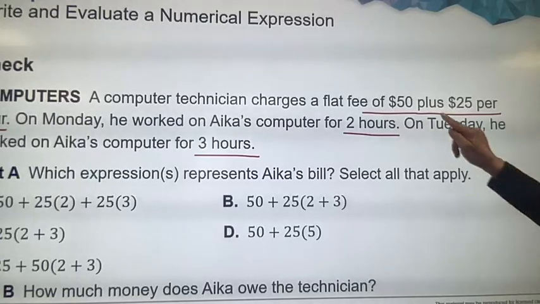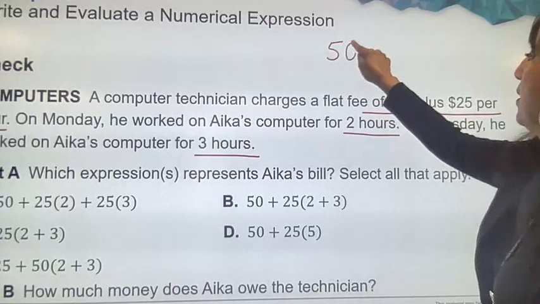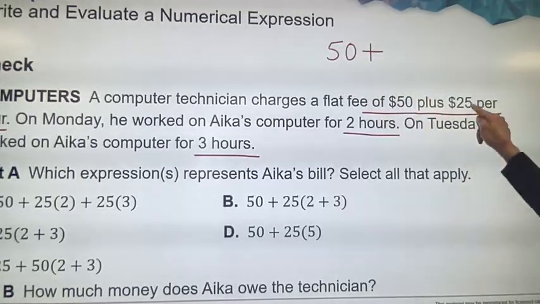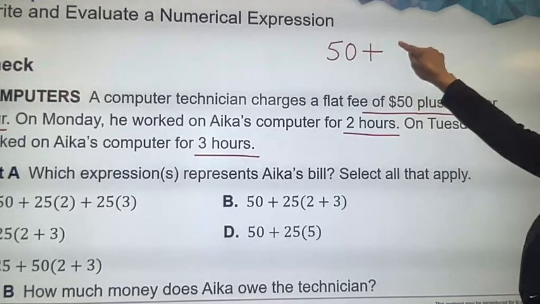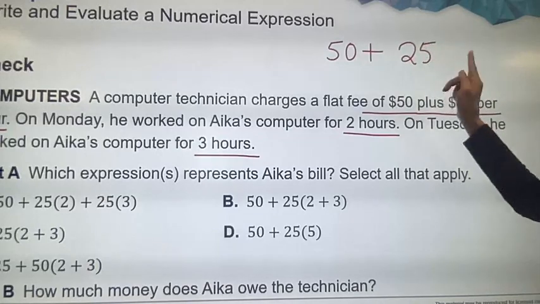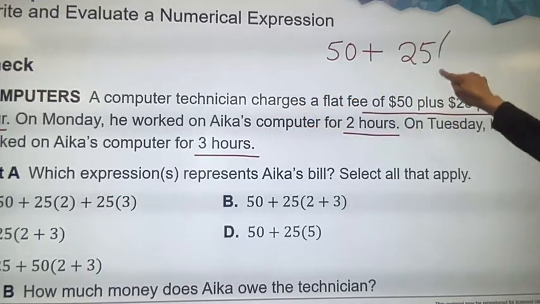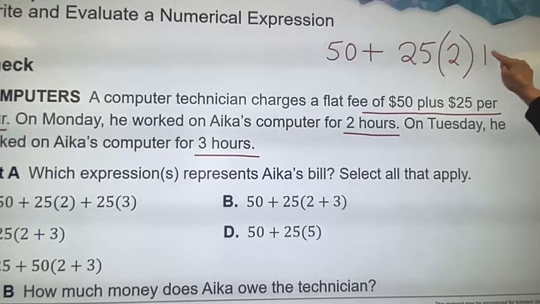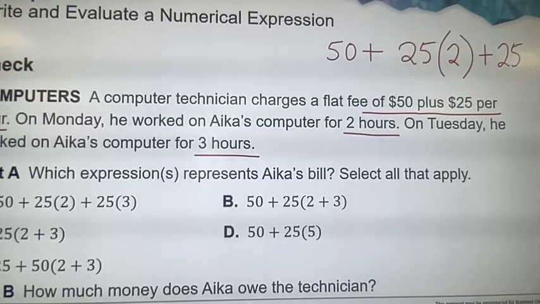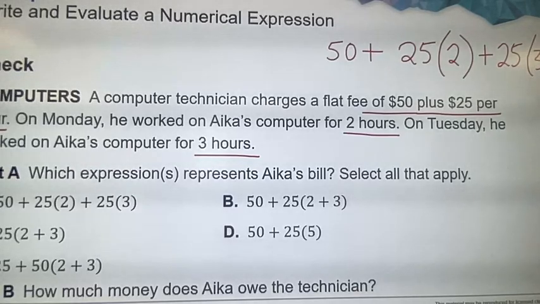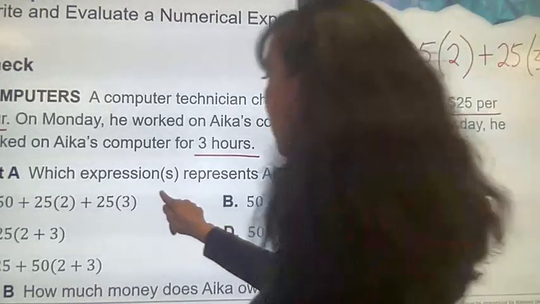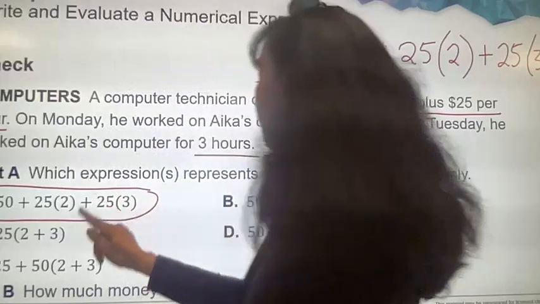Okay, so first thing, $50 plus $25 per hour, right? So $25 per hour on Monday, which is how much? 2. And on Tuesday, $25 per hour. On Tuesday, he worked how much? 3 hours. Okay, so which one is this one? This is definitely going to be, this is correct.